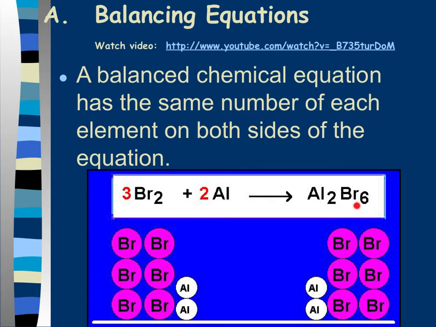Now, if you have that on your product side, that means on your reactant side we need the same amount. So if you see you had 6 bromine here and 2 aluminum, well, you would have only had 2 bromine and 1 aluminum here, so you needed these coefficients to multiply. 3 times 2 gives us the 6 over here. 2 times 1 gives us the 2 aluminum. So you have to have the same number on each side. Don't worry, we break this down into simple rules.